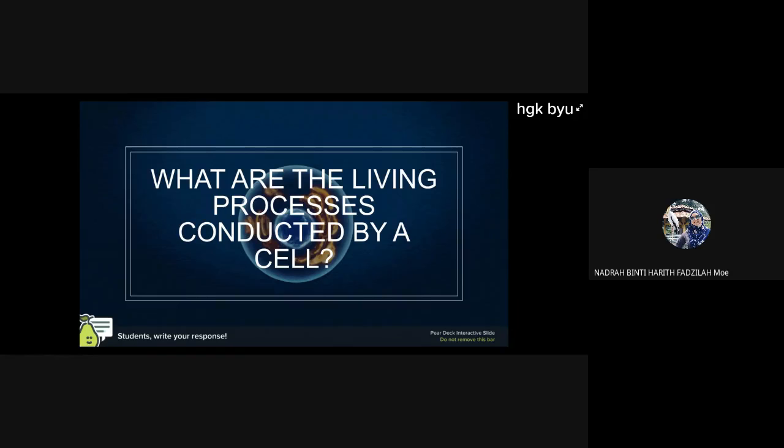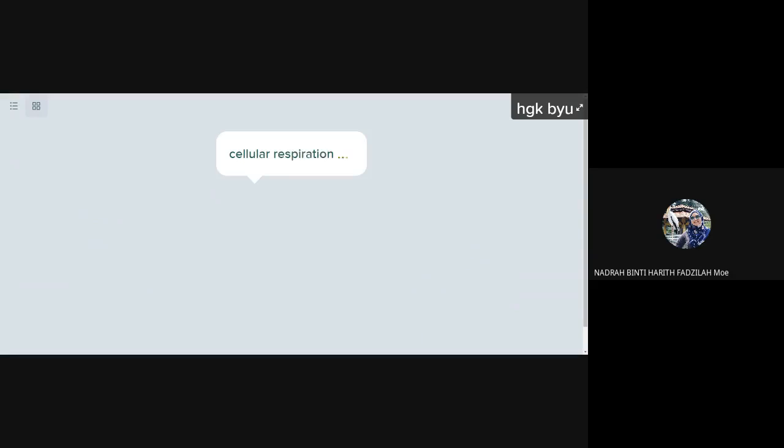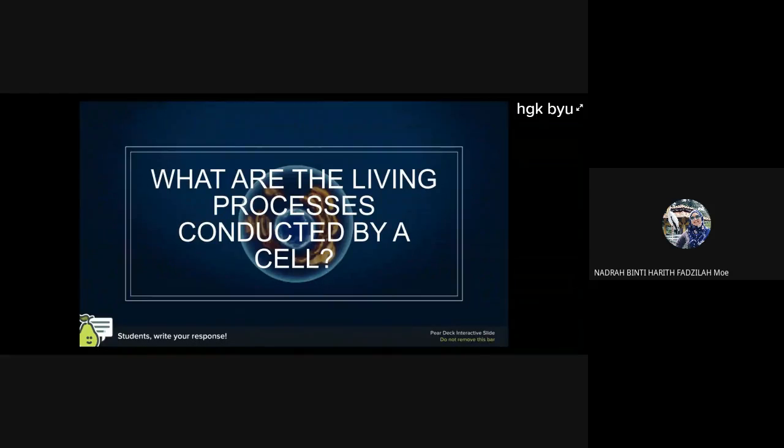So, in your PDEC right now, there is a text submission button. So, you can type your answer. What are the living processes conducted by a cell? Okay, make sure that you are part of the right PDEC.